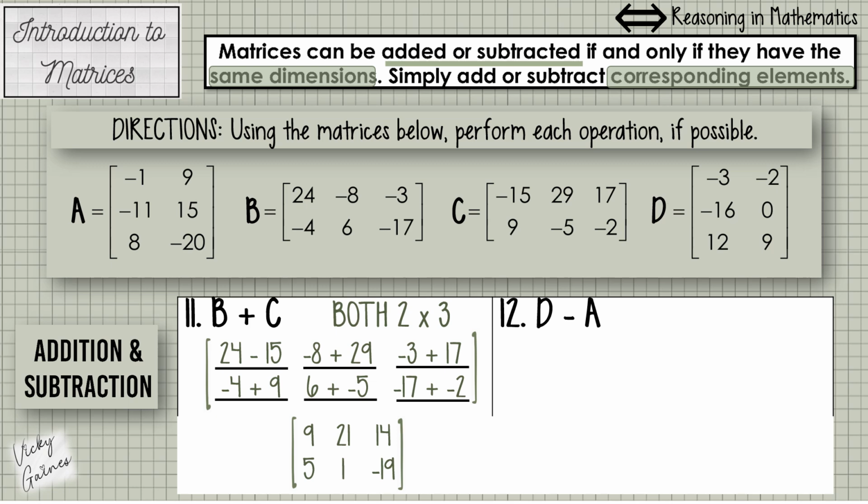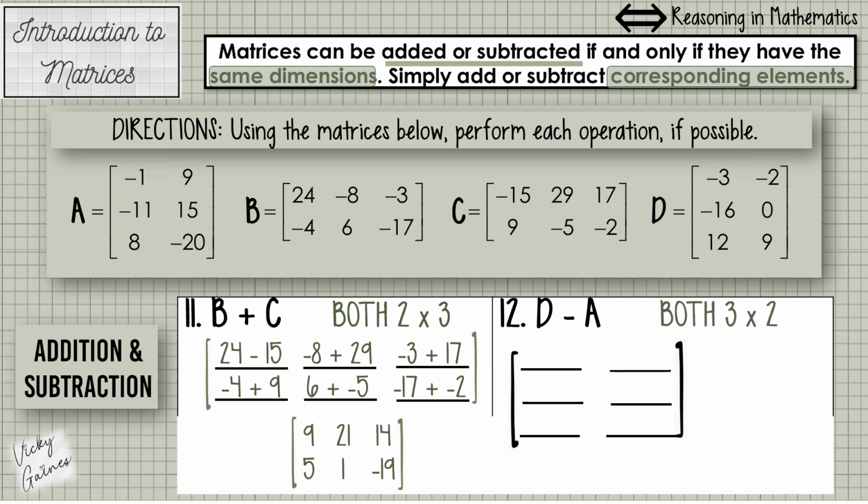Let's do D minus A. That is number 12. D is a 3 by 2. A is a 3 by 2. So we can do it. They are both 3 by 2s. Let's do our calculations. So we're doing D minus A. Negative 3 minus negative 1. Negative 2 minus 9. Negative 16 minus negative 11. 0 minus 15. 12 minus 8, and 9 minus negative 20.